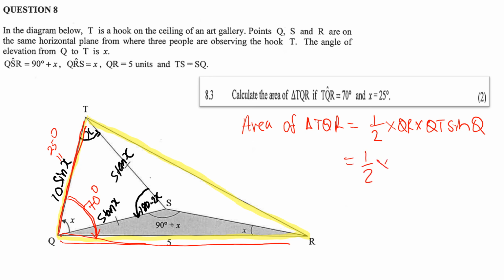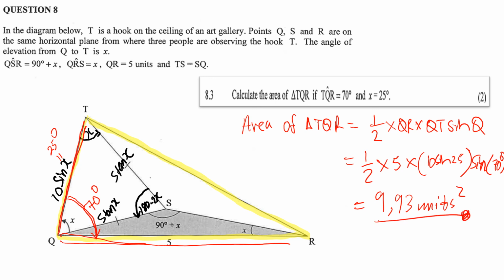We can simplify this. It will be 1 over 2. Our QR is 5. Multiplied by QT, it will be 10 sine 25, because we are given x is 25. Multiplied by the sine of Q angle, we are given that angle as 70 degrees. All right, so you can just simply punch your calculator and get the answer. So the answer will be 9.93 units squared. All right, because it's area, so it's in square units.